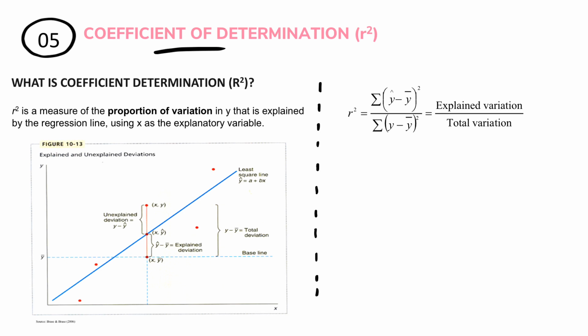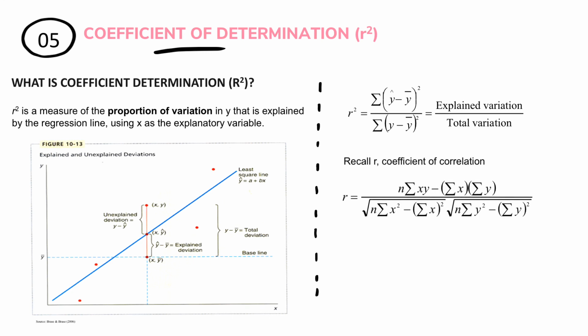The R-square value is defined as the ratio of explained variation to the total variation. Recall in the slide before, we have discussed coefficient of correlation, or R. So the R-square value can be determined by squaring the R value determined using the above formula.